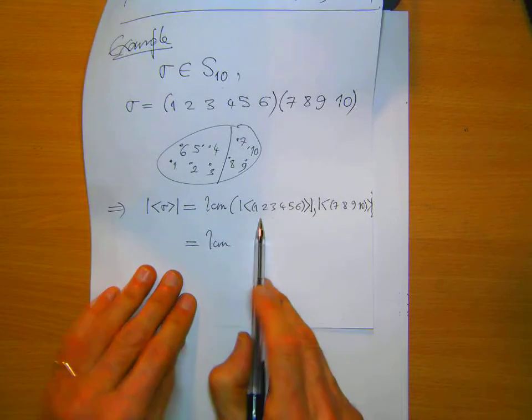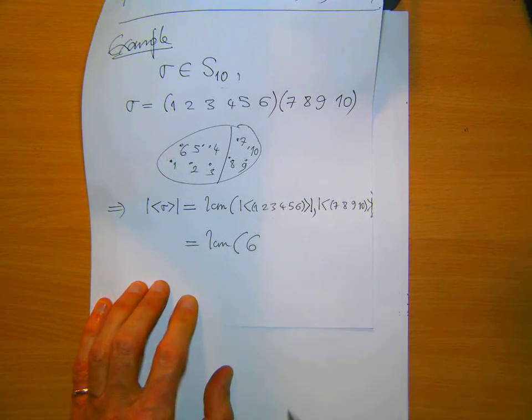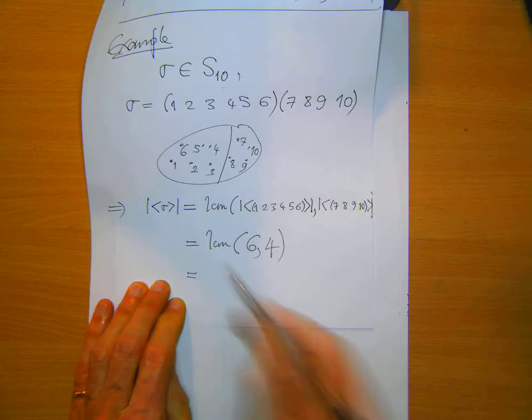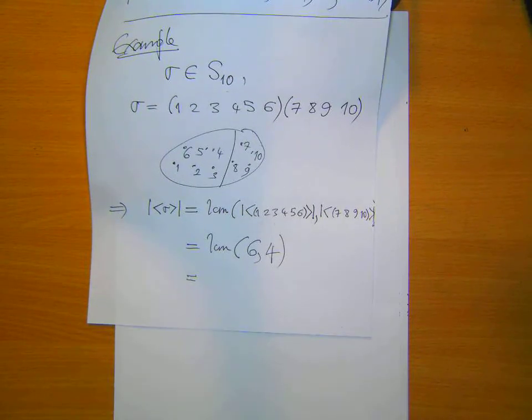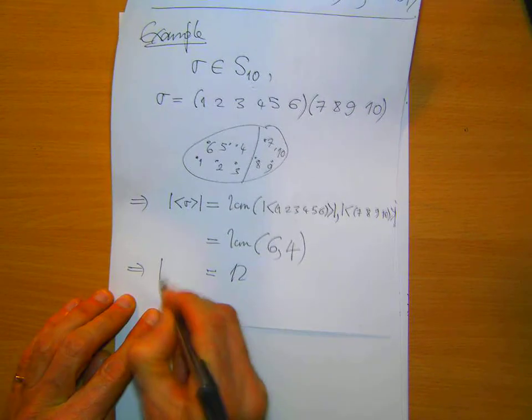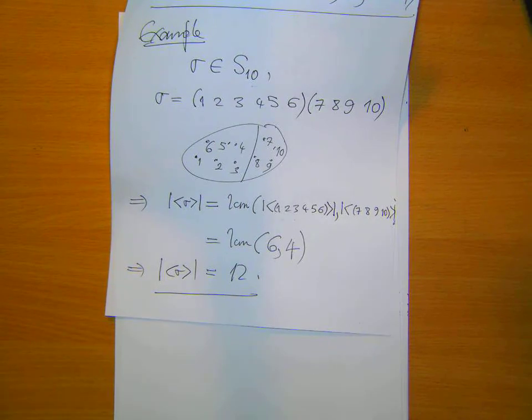So this (1, 2, 3, 4, 5, 6) is a 6 cycle, so its order is 6. The other thing is a 4 cycle. The only computation we have to do is to compute the lowest common multiple of 6 and 4, and we've got the order of sigma then. The lowest common multiple of 6 and 4 is 12. So the order of sigma is 12.